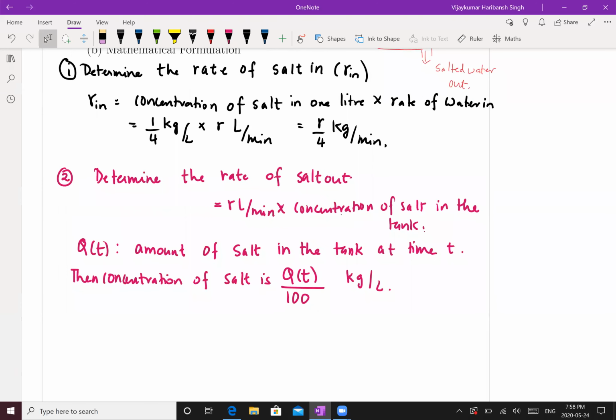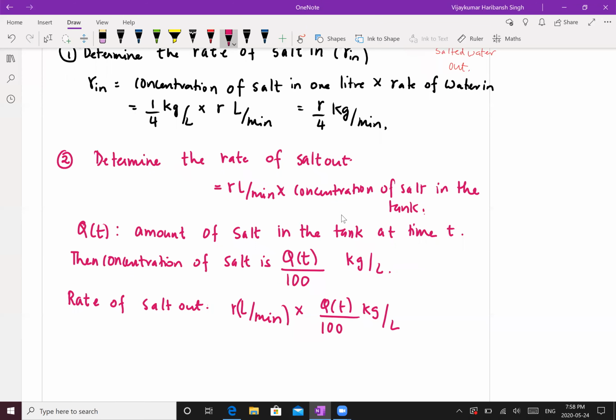Therefore, the rate of salt out is going to be R liters per minute multiplied by Q(t)/100 kilogram per liter, right? So it is the rate out times the concentration. So this is the rate out. Let's call this R out for short.